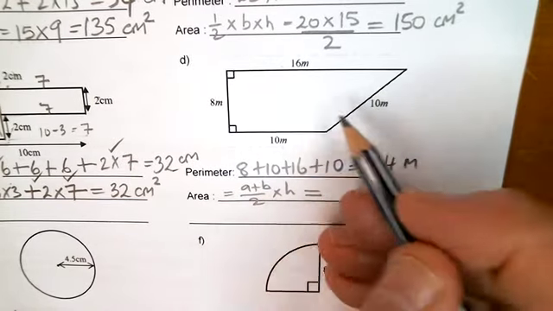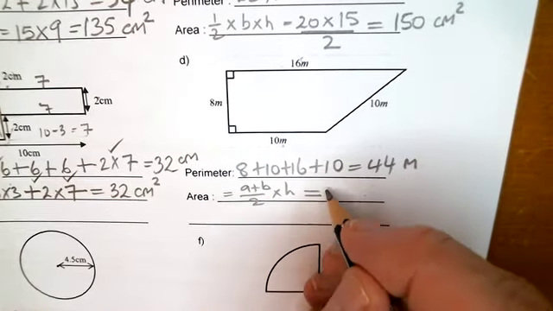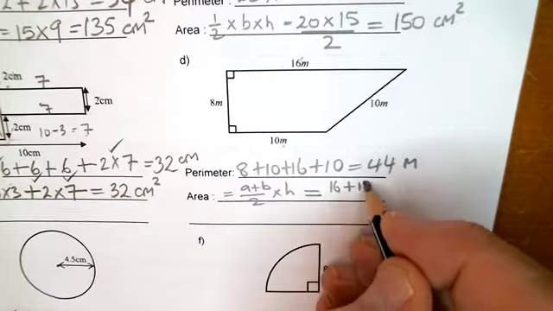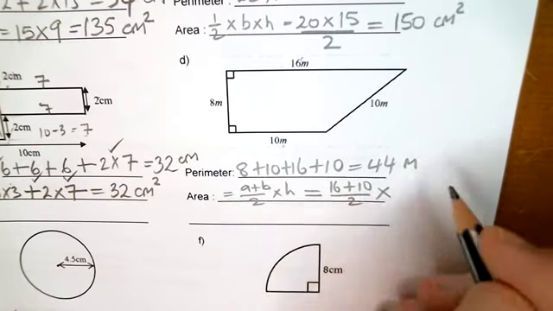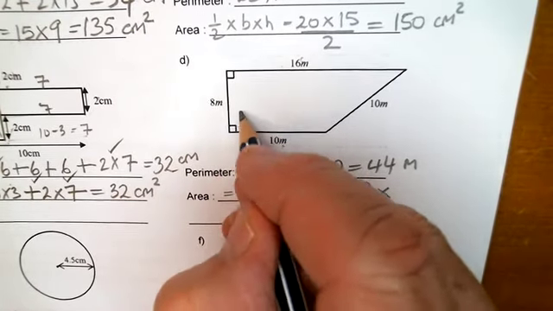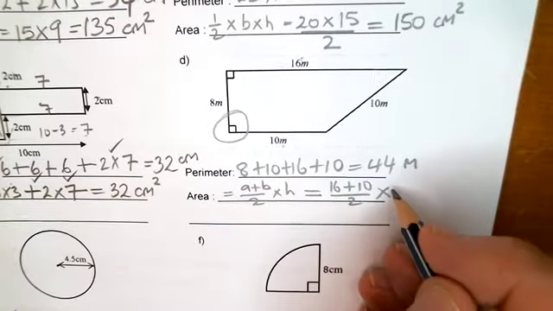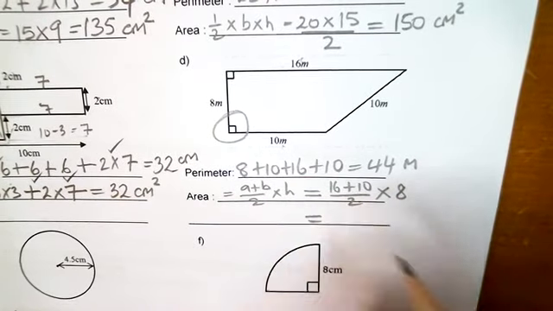Now, the area of these is always equal to (A plus B) divided by 2, times height. A and B are the top and the bottom. So I've got 16 plus 10, divided by 2, times the vertical height. Well, the vertical height, you can tell by the right angles here, is going to be 8. So what does all that come to?